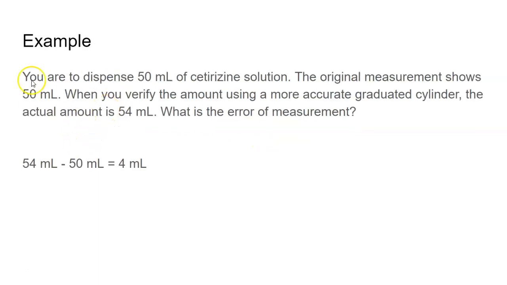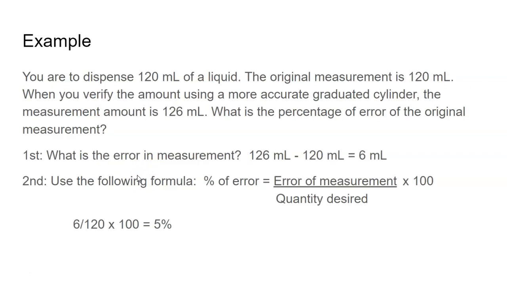So let's take an example. You are to dispense 50 milliliters of sertraline solution. The original measurement shows 50 milliliters. When you verify the amount using a more accurate graduated cylinder, the actual amount is 54. What is the error of measurement? So our actual one was 54. We desire 50, so we have 4 milliliters in error of measurement. Okay, so it's pretty simple. It's just subtracting that difference.